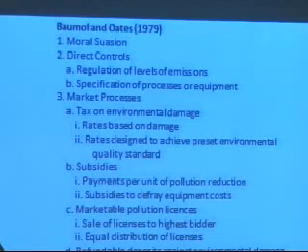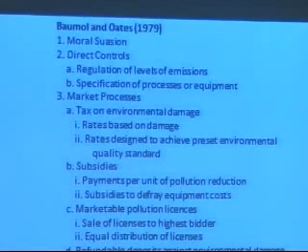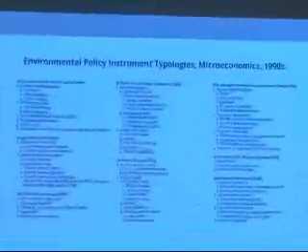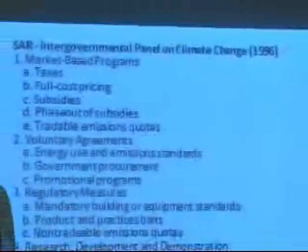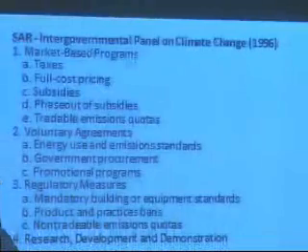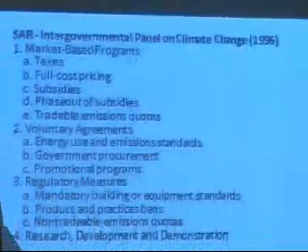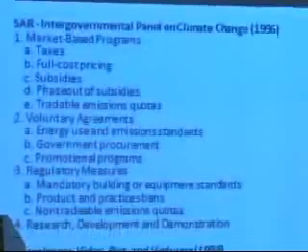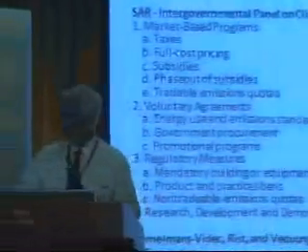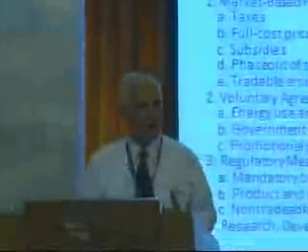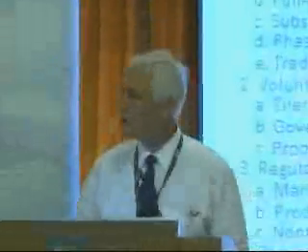For example, Bowman notes include moral suasion and government investment facilities. Going to the 1990s, we saw an interesting development there. This is the second assessment report from the IPCC. In addition to market-based programs and regulatory measures, we also see that they've now added voluntary agreements. This is a new development that largely came up in the 1990s. Also, they break out research, development, and demonstration as a separate policy instrument.